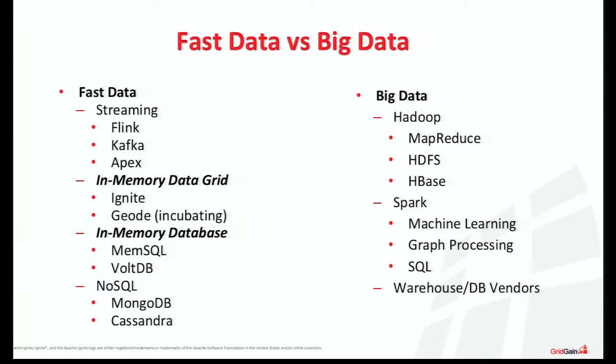We have in-memory data grids. We'll talk about what they do, things like Ignite, Hazelcast, GridGain. In-memory databases, things like MemSQL, VoltDB. Again, we'll talk a little bit more in detail about what they do and what they do not.